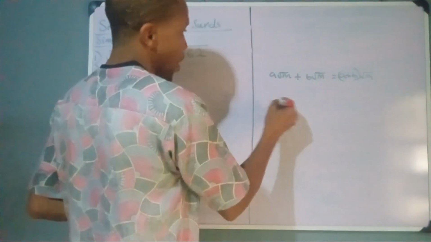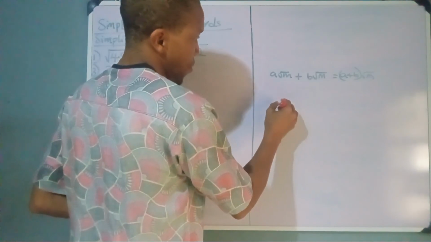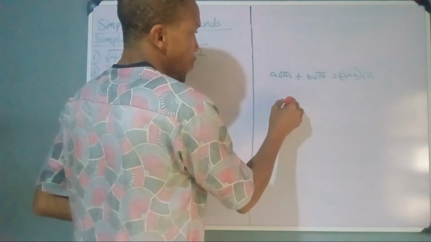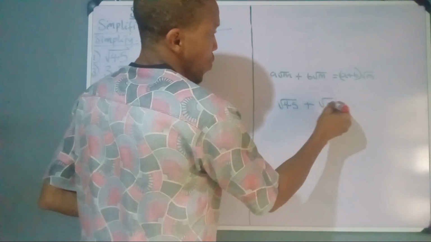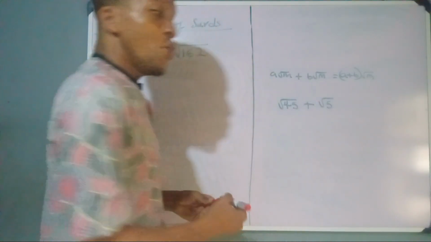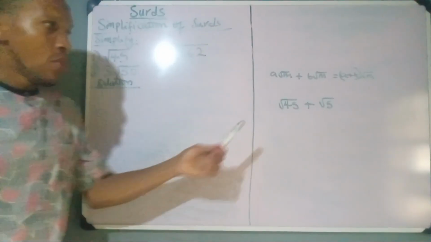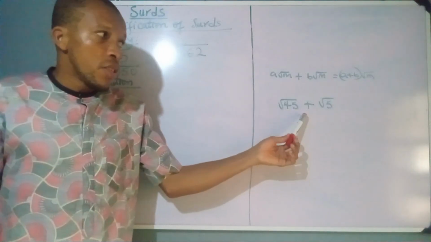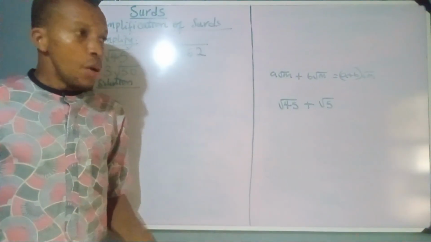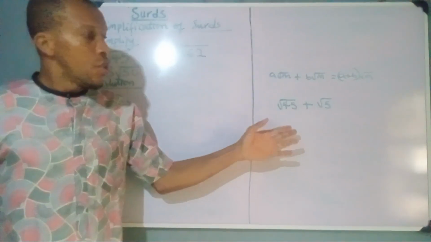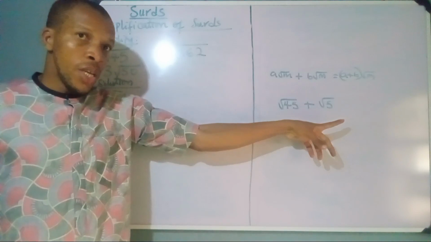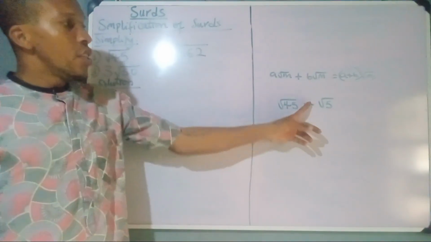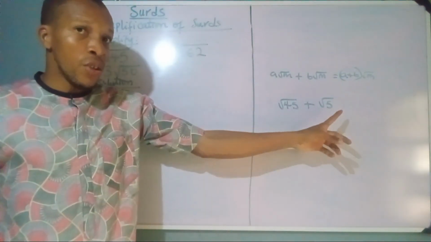Imagine having something like this: root 45 plus root 5. You might assume, oh, nothing can be done. We can't add this, they are not like surds. But they are actually like surds. The only difference is that this one is not simplified. If it is simplified, you actually find out that you can add them.